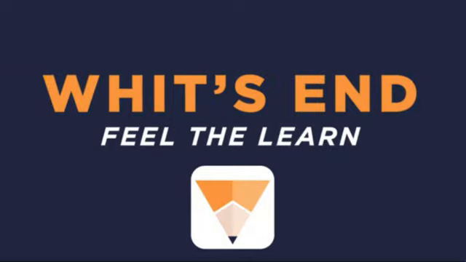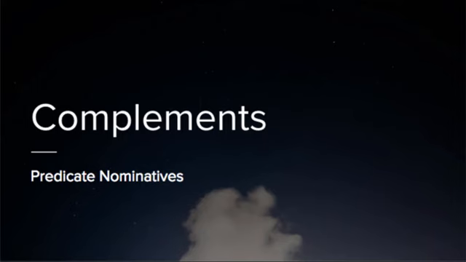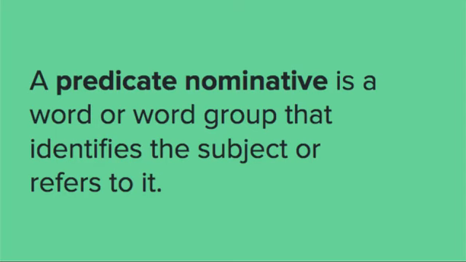Welcome to Wits End. Today we are talking about predicate nominatives. These are a form of complement. A predicate nominative is a word or word group that identifies the subject or refers to it. So let's take a look at what that looks like in the sentence.